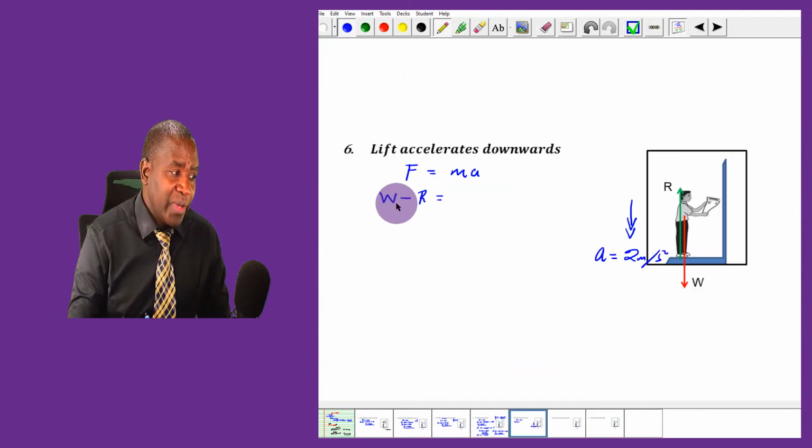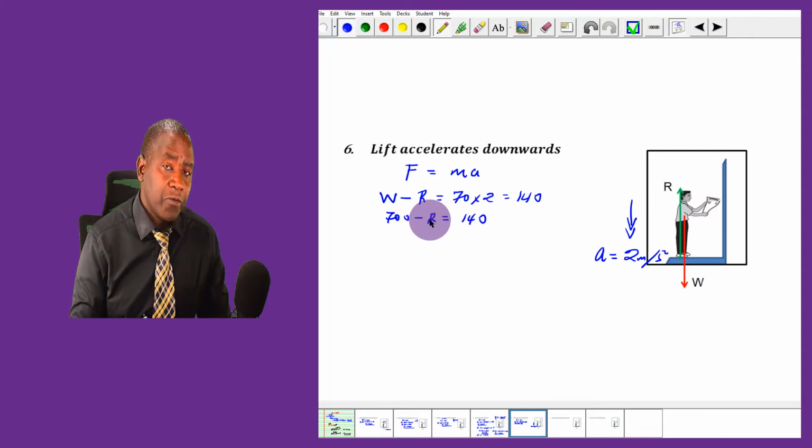So here we have W minus R. Why W minus R? A is in the direction of W, therefore W must be greater than R. To the right, I'm going to have 70 times 2, which will give me 140. My weight here is, I forgot to indicate it, 700, so 700 minus R is going to be equal to 140. And when I rearrange, if I bring 140 to this other side, I'll be subtracting it to get 560 newtons. And R moves to the other side. I'm going to have R like that.